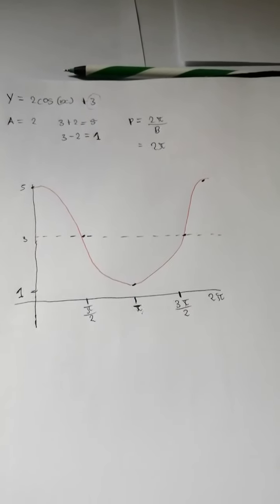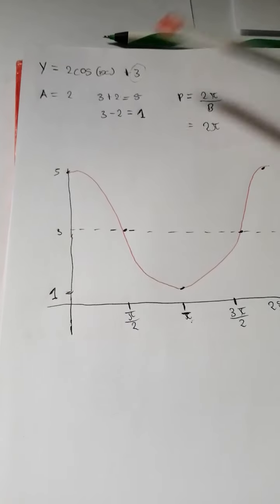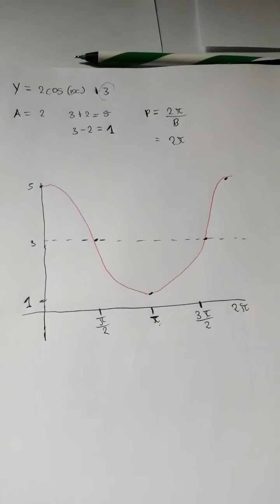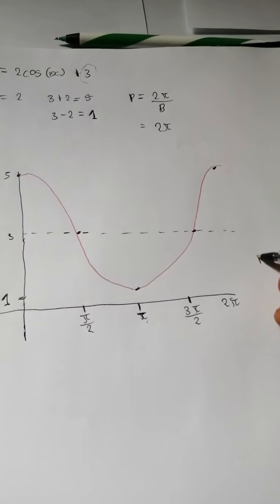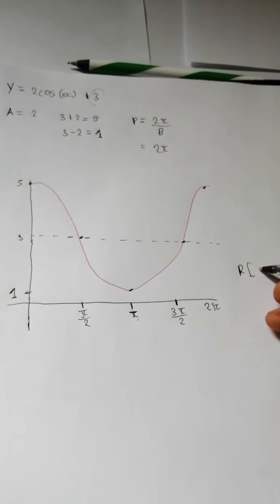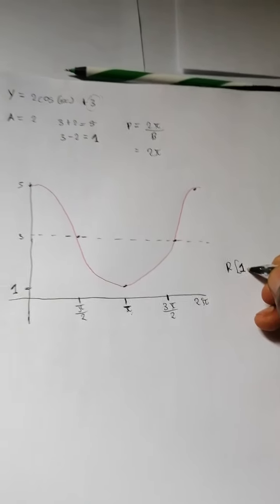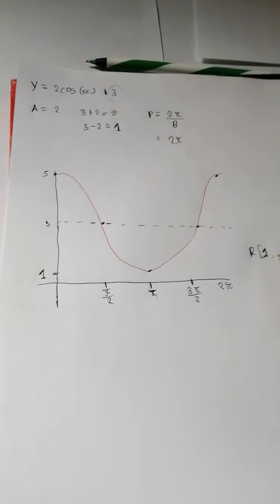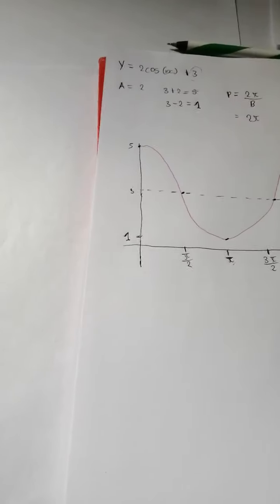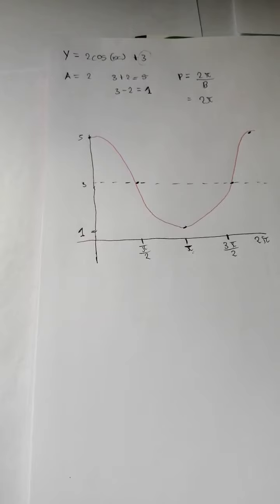So that's our graph. That's how you can find the graph of 2 cos x plus 3. So this is our graph, the graph of 2 cos x plus 3. So the range will be from positive 1, comma, 5, like that. So that's how we can find this, how we can plot this graph.